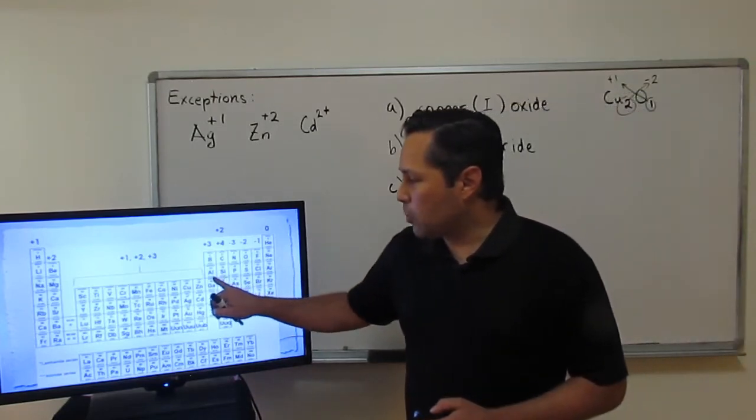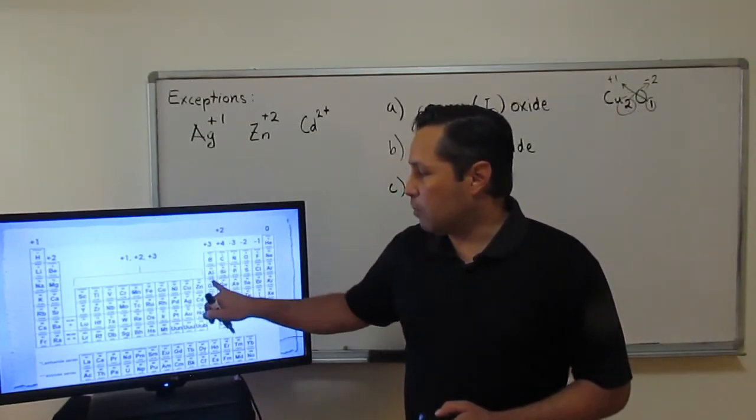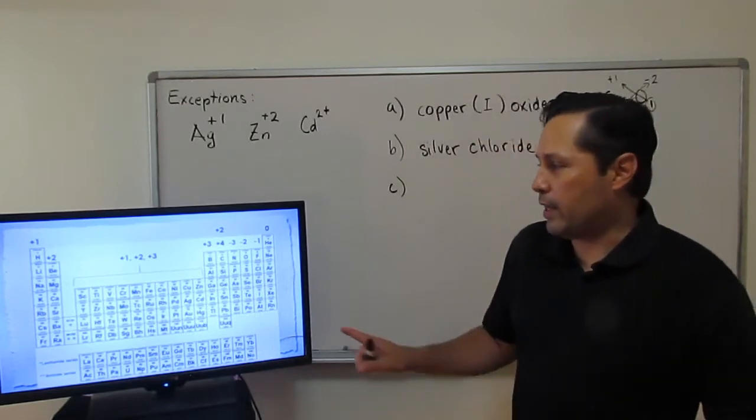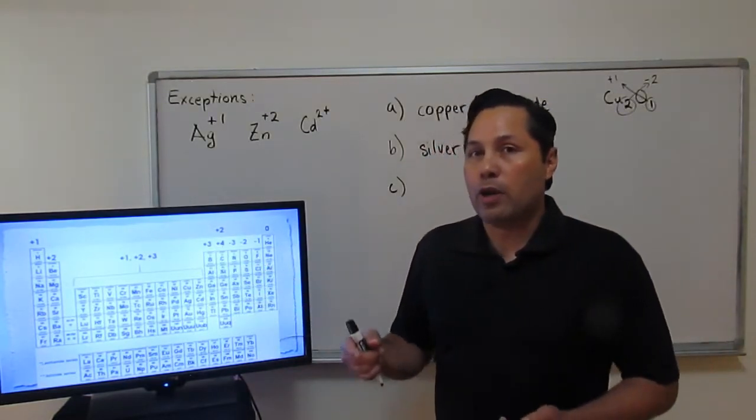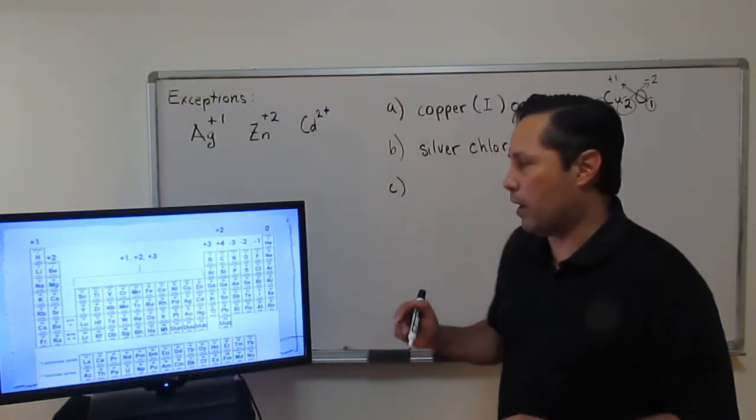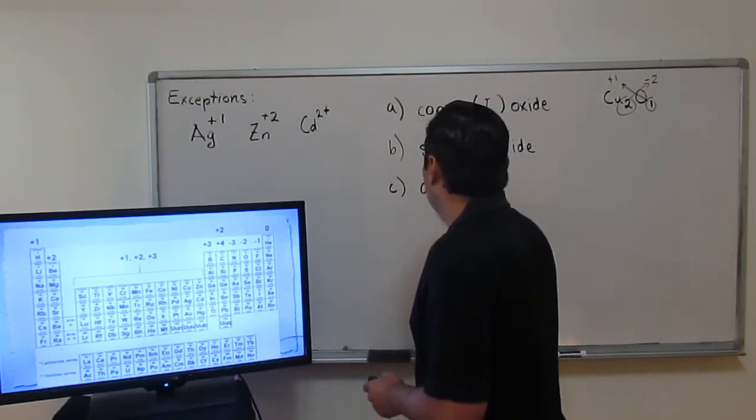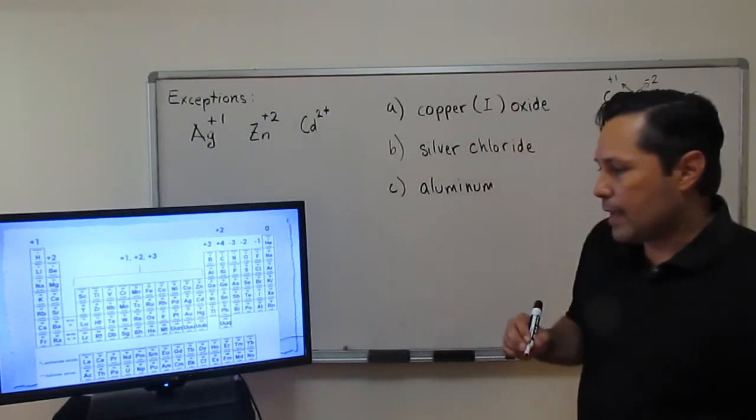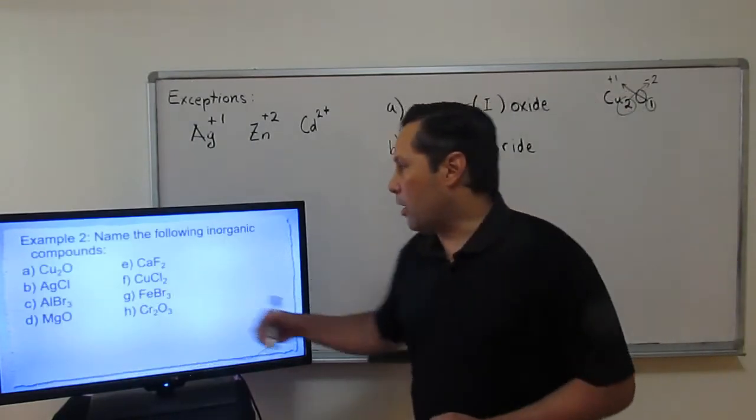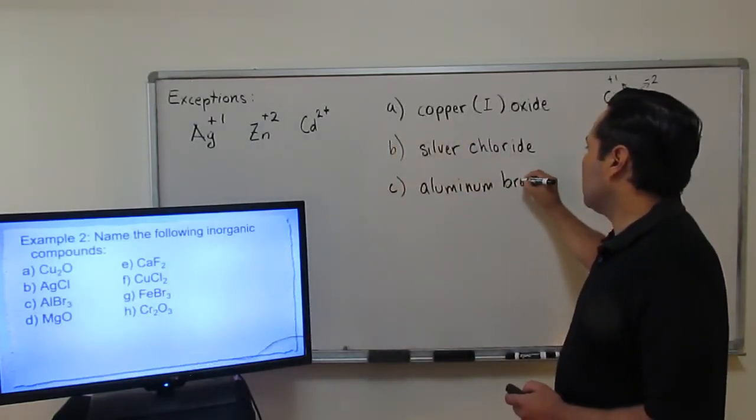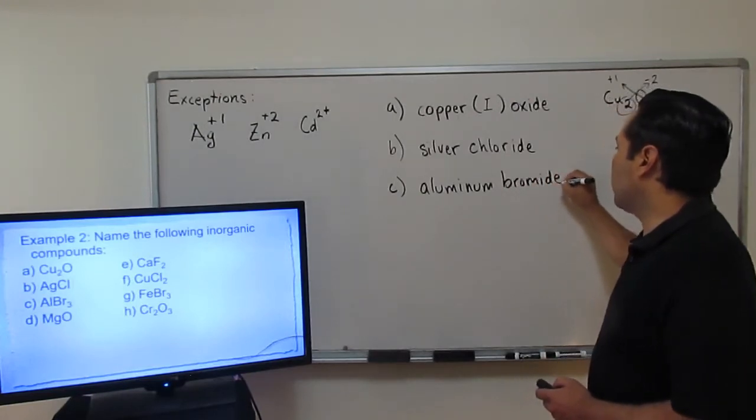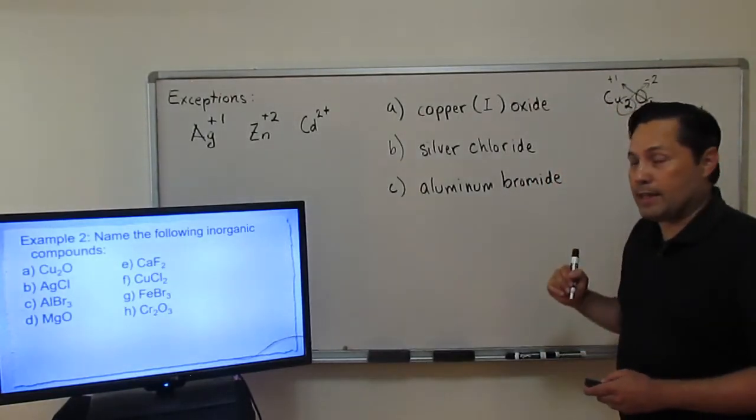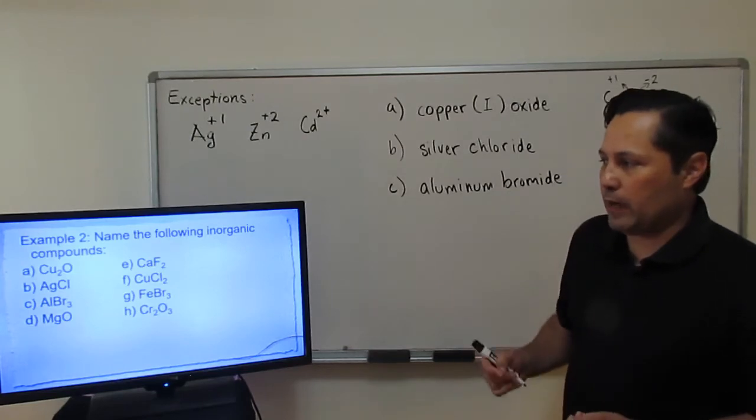If you look for Al in the periodic table, you find it right here. It's got a +3 charge. Notice though that there's only 1 type of aluminum, so therefore no Roman numerals required. So it is aluminum. And Br is bromine, which becomes bromide. And yeah, we keep modifying that ending when you have a single atom like Br right there.